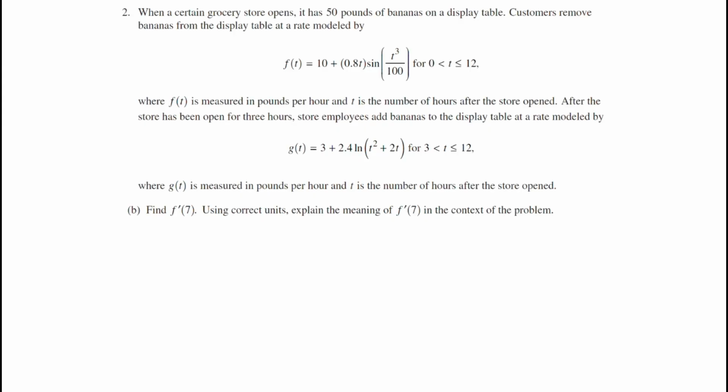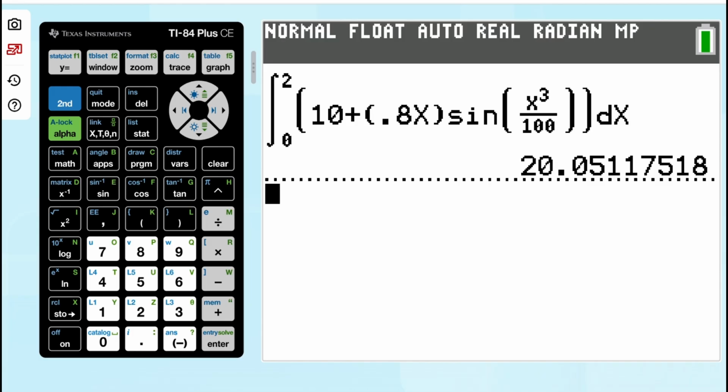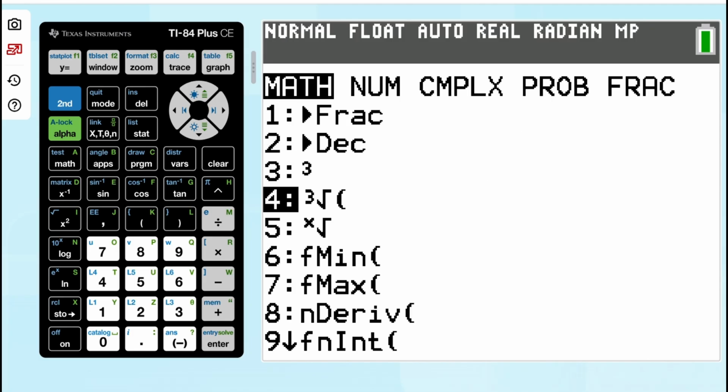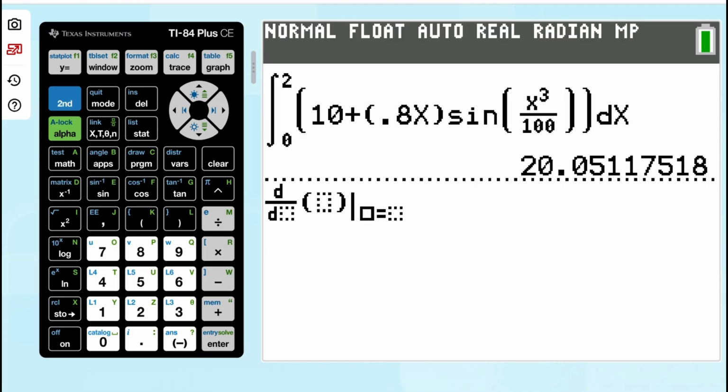For part B, it says find f prime of 7. And then using correct units, explain what it means. So first we'll find the value, then we'll talk about what it means. So since we're using our calculator here for this problem, all we have to do is go into our calculator and have it find f prime of 7 for us. We're going to hit math, and we're going to go down this time to option 8 in deriv.